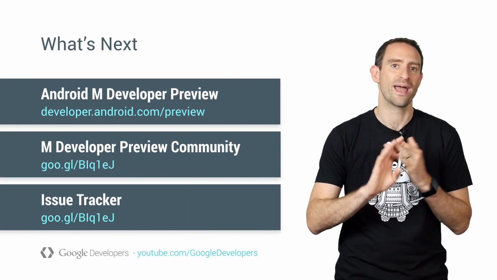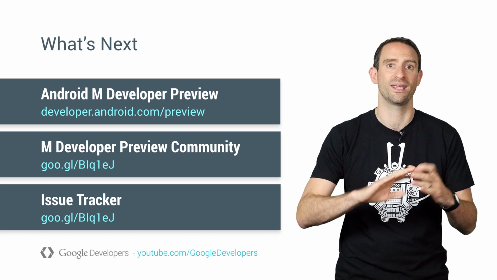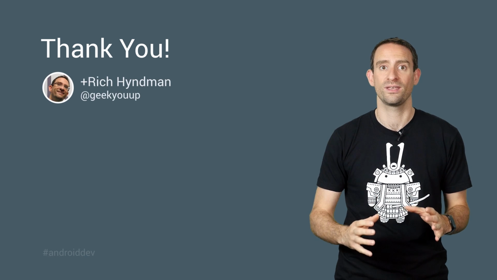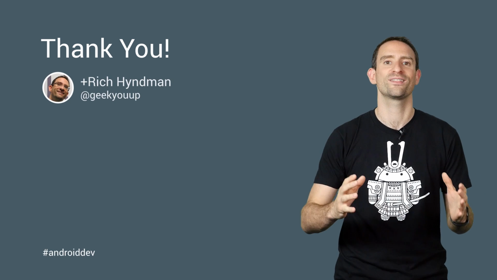So please do check out the preview for other features like Doze, app standby, adoptable storage, data binding, and the very powerful app linking. Test early, join the Android M developer community, file bugs in the issue tracker. Enjoy another tasty treat.